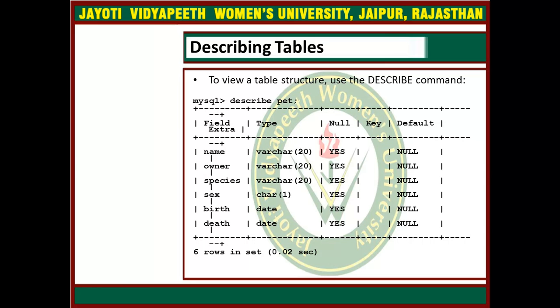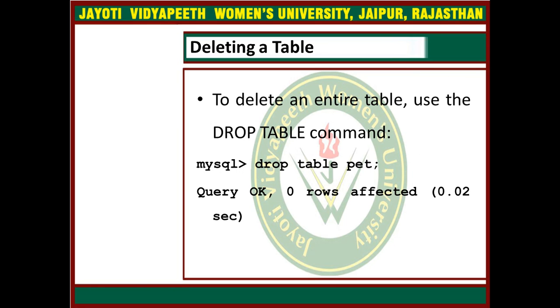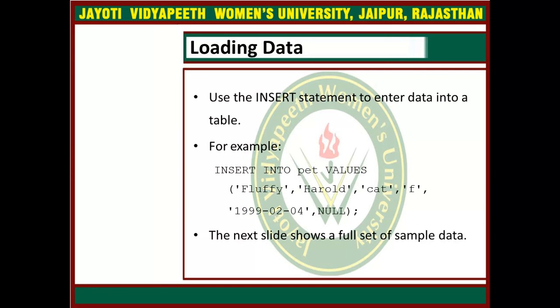Now deleting a table. To delete an entire table, use the drop table command. mysql> drop table pet; query okay, 0 rows affected. You have to write drop table pet, which means you are deleting the pet table. Now loading data. Use the insert statement to enter data into a table. For example, insert into pet values, like Fluffy, Harold, cat, F, and so on, all the 6 fields you have to insert here. The next slide shows a full set of sample data.